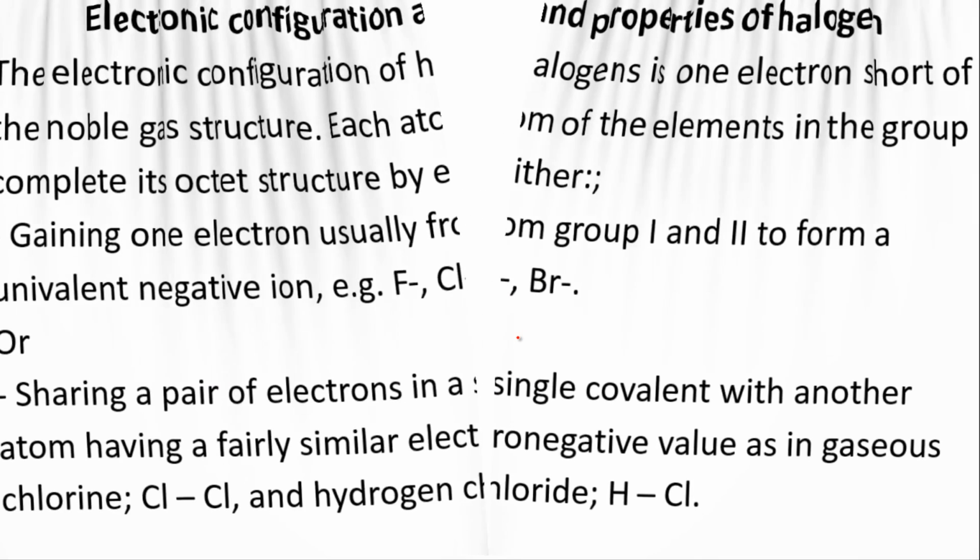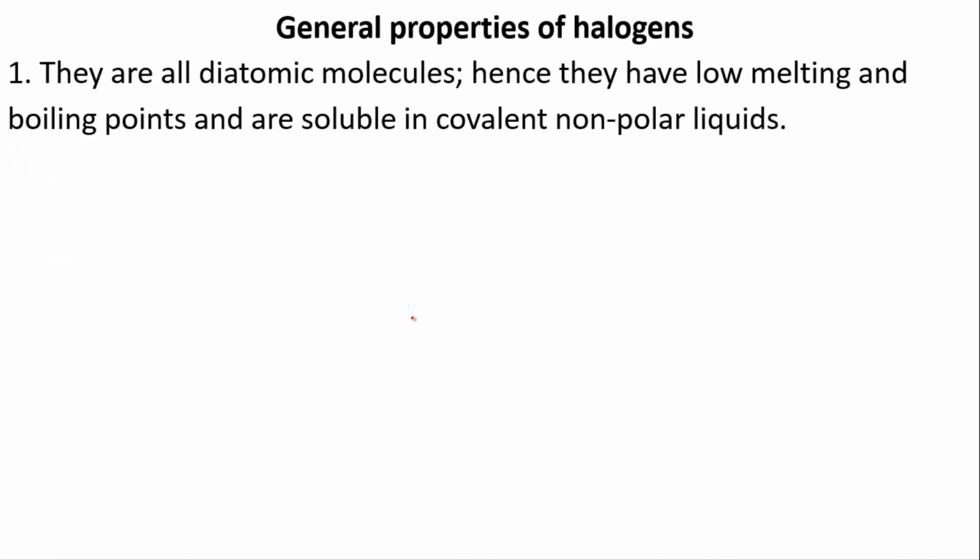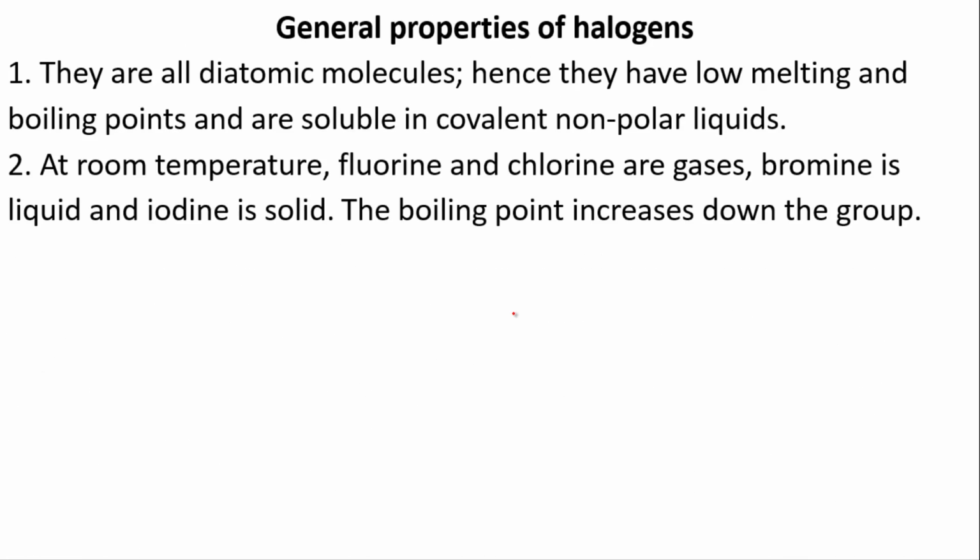Okay, then we quickly move to their general properties. Talk about their general properties. We say 1, they are diatomic molecules. And why are they diatomic molecules? Because you can only see them as 2, because they are gases. Because their state of matter is gas, you can see them in this form. That's what we mean by diatomic molecules.